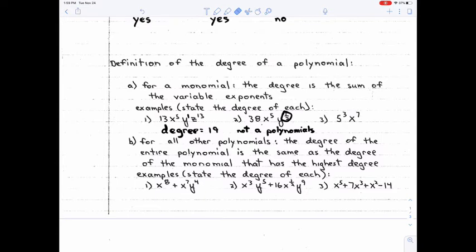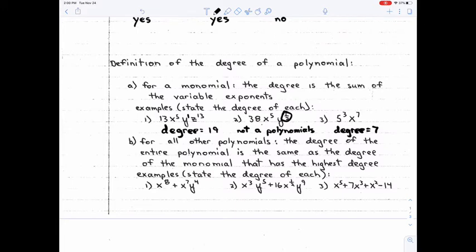Okay, number 3, the degree is 7, all right? The degree is not 10. Why? Because all you're looking at is the variable exponent. You don't care about the rest of it. Okay, for all other polynomials, I'm going to read this to you, and then you're going to go, what the heck does that mean? And then I'll explain it.